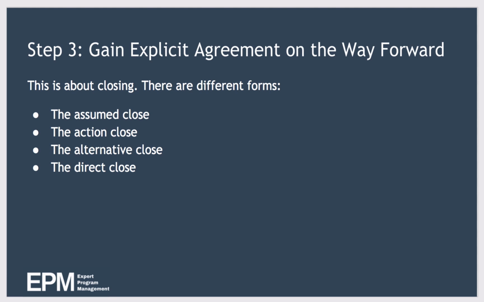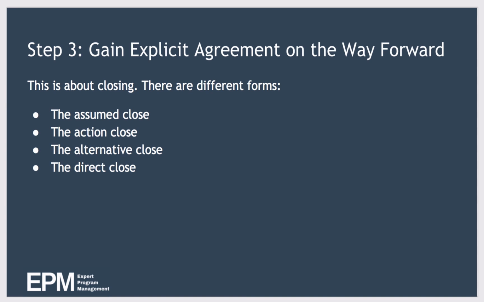And the final close we're going to look at is the direct close. Now, this is the simplest, but probably the most dangerous type of close. So you ask the question, do you agree with the way forward? Now, you should only really close in this way if you know what the answer is going to be, just like a good lawyer would only ask this question if they knew exactly what the answer was going to be.